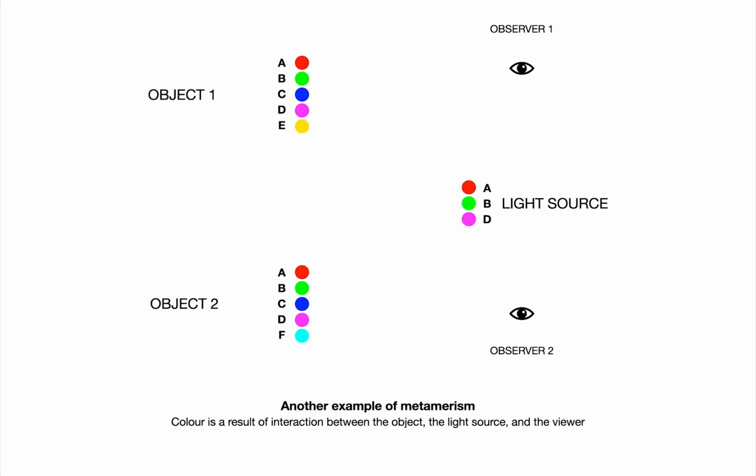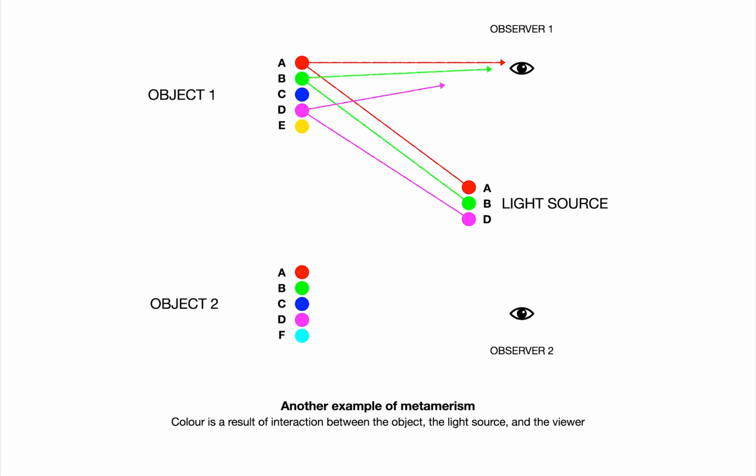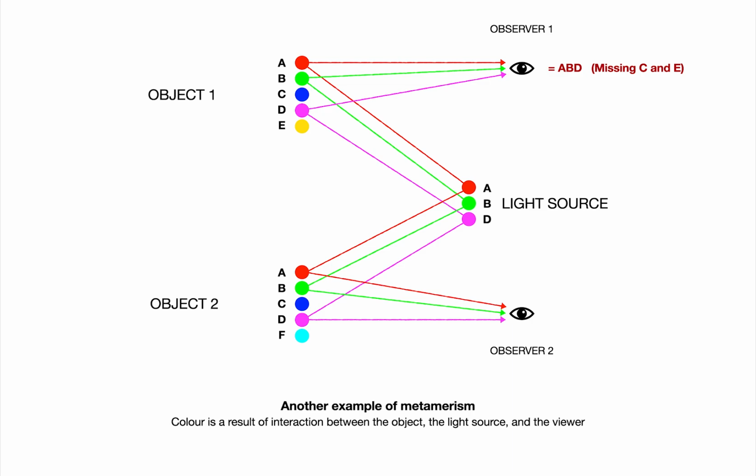It is also possible for two different colors to appear the same under certain lighting conditions. This is because a color is the result of interaction between the object itself, the light source illuminating the object, and the viewer observing the object. In this example, we have two different objects. Object 1 reflects red, green, blue, magenta, and yellow. And object 2 reflects red, green, blue, magenta, and cyan.